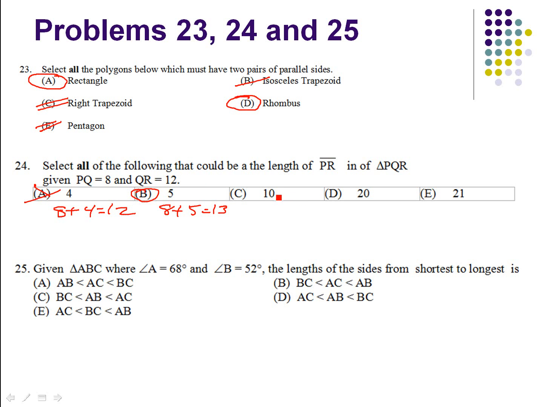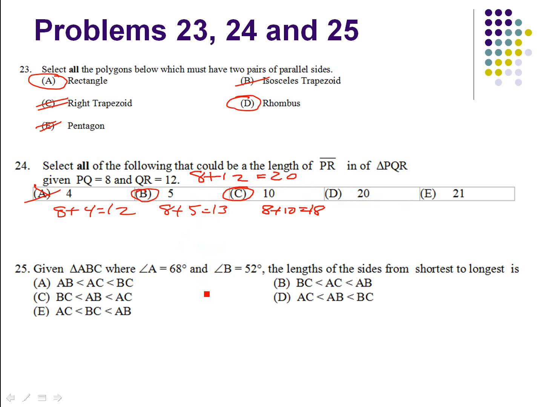Now I'm going to use the one with 10. My 2 smallest sides are 8 and 10. So 8 plus 10 is equal to 18. That's definitely bigger than 12. Now I go over here with 20. I got to take my 2 smallest sides. Now my 2 smallest sides are 8 and 12. This equals 20, so this will form a straight line. So the correct answers would be B and C.